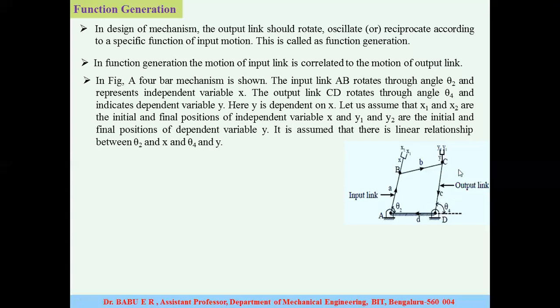Here the output link has to rotate, or oscillate, or reciprocate. It depends upon the type of the mechanism. If there is a slider, the output link will reciprocate. So the motion of the output entirely depends upon the motion of the input link. That is what we generally call function generation.